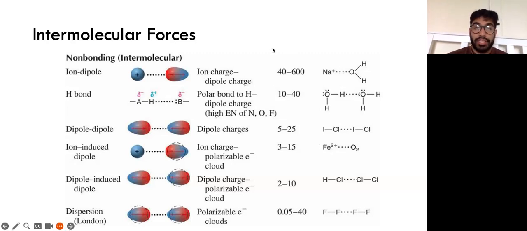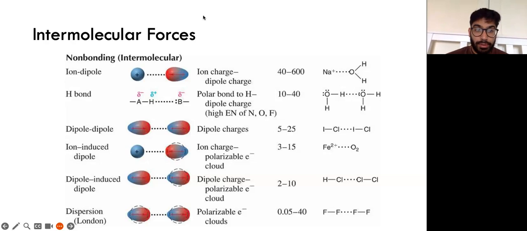You have your ion-induced dipole, where the ion actually induces a dipole in a molecule that would not normally have a dipole. This gives you iron 2. So Fe2+ induces a dipole on the O2. And O2, again, is nonpolar, so it does not usually have a dipole. But in the presence of an ion, the electron cloud can shift. As you can see here, the electron cloud is pushed a little bit away from one of the oxygens due to this positive charge, and it can induce a dipole.